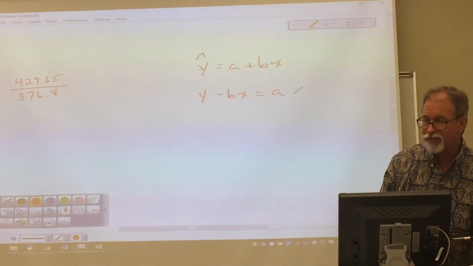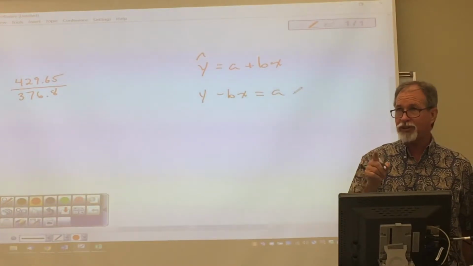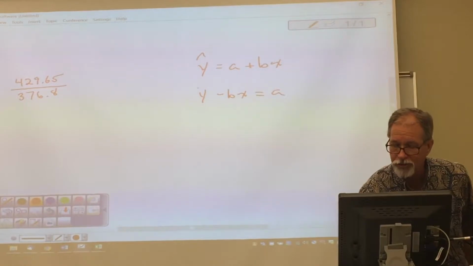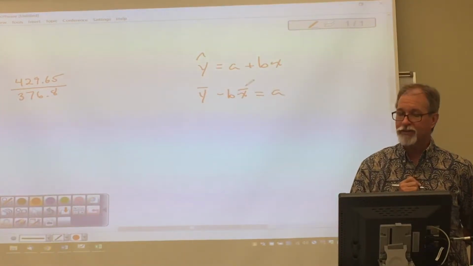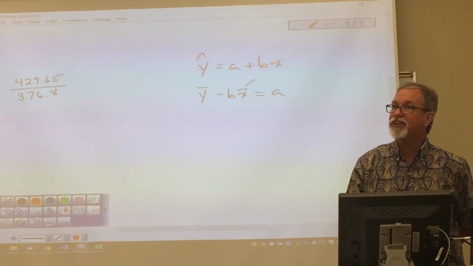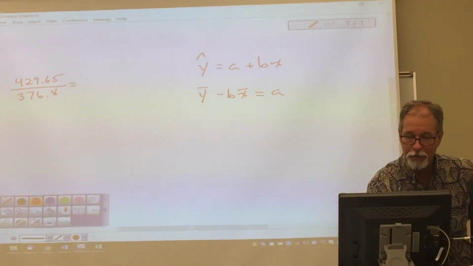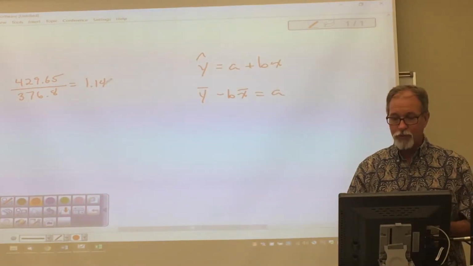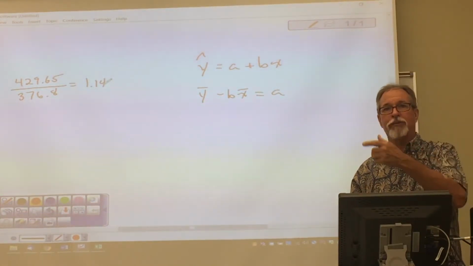Now, the only thing is that to use this formula to calculate the A, we have to have some values to use for Y and X. And the values that we use are the means. And the B we just calculated, right? See, the B is this value right here. So now the formula is A equals Y bar minus B times X bar.